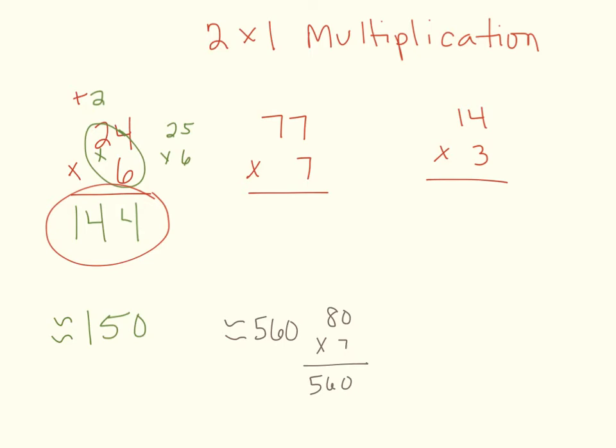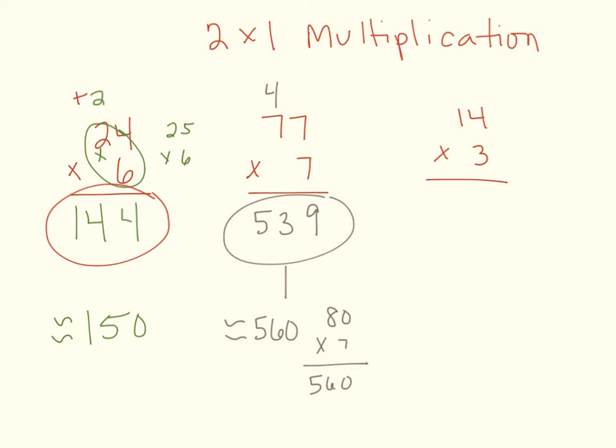7 times 7 is 49. I start with my bottom number, I multiply it, and then I multiply these two. 7 times 7 is 49, plus 4 is 53. Oopsie, I'll switch over to my pen. For an answer of 539. Is that pretty close to 560? Relatively very close. If my answer was 800, then I would suspect that there was a problem.